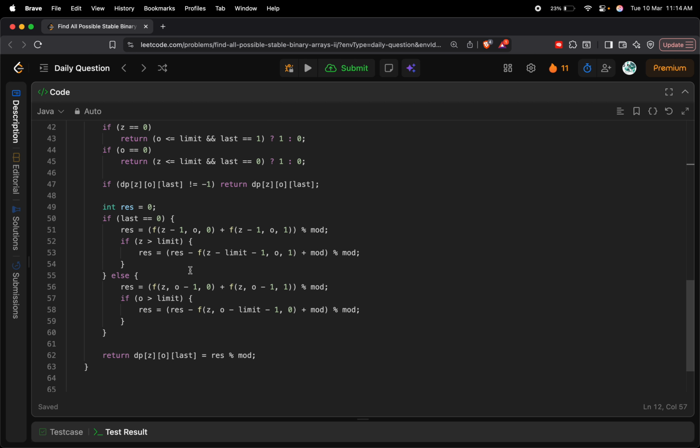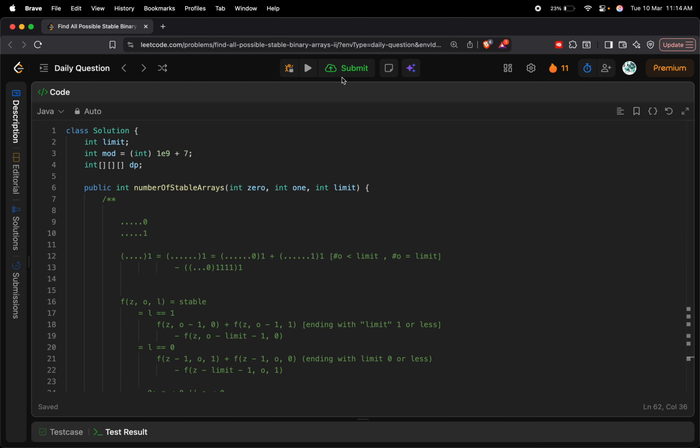So I'm just deriving the answer for z minus limit minus 1, which are ending with 1 in the last position. And this is the scenario when the last position is 0. If the last position is 1, this is how the recursive relation will look. In the end, I am taking modulo and I am returning it. If you submit this, all the test cases will pass and it will be a pretty efficient solution as well.